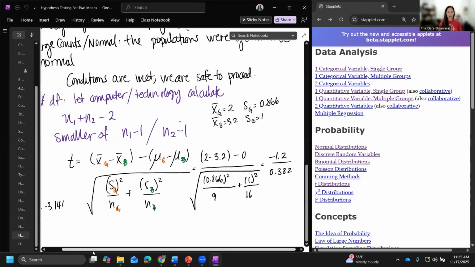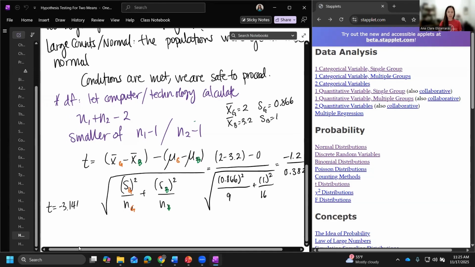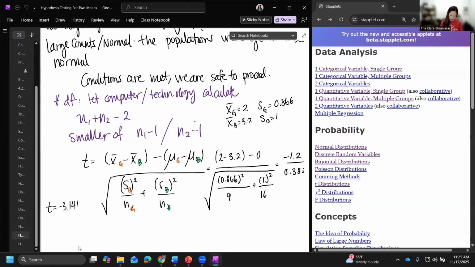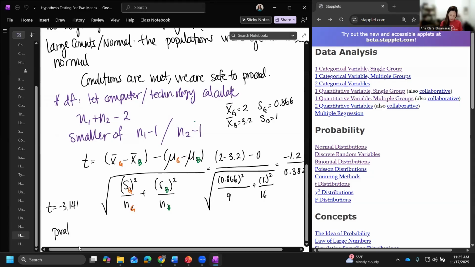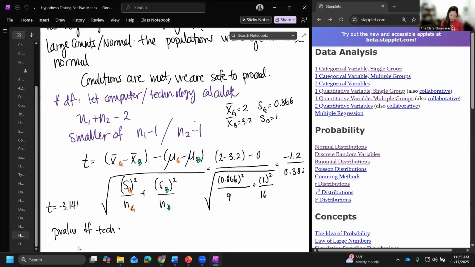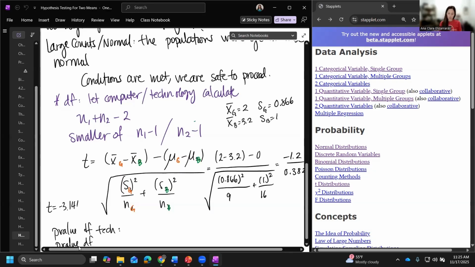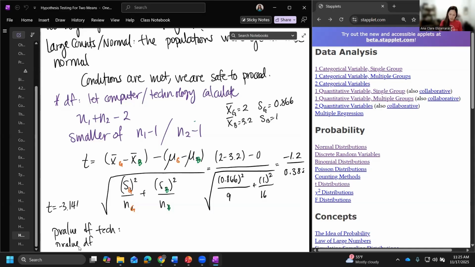So now I'm going to show you how to get the p-value in StatCrunch. I'm going to show you with all 3 measures of degrees of freedom. So we could have a p-value when our degrees of freedom are from technology. We could have a p-value if we're using the degrees of freedom that are conservative, which is the smaller of n1 minus 1 or n2 minus 1. So the sample size for the girls minus 1 is 8. The sample size for the boys minus 1 is 15. So 8 is the smaller. So I could use degrees of freedom of 8.